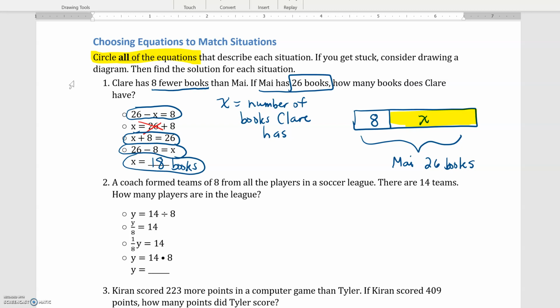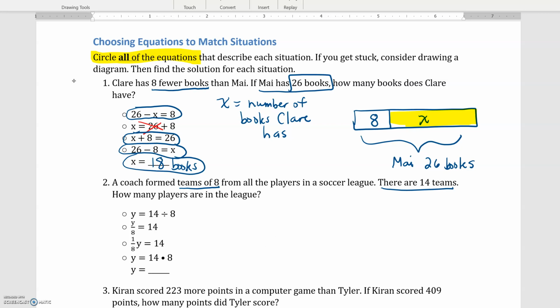So let's follow that same process and try number 2 together, to draw a picture to represent it and then go from there. Let's read it together. A coach formed teams of 8. So there are teams of 8 from all the players in a soccer league, and there are 14 teams. How many players are in the league?